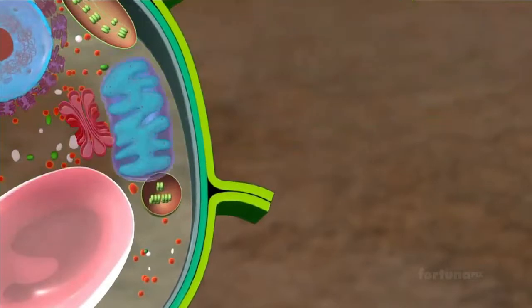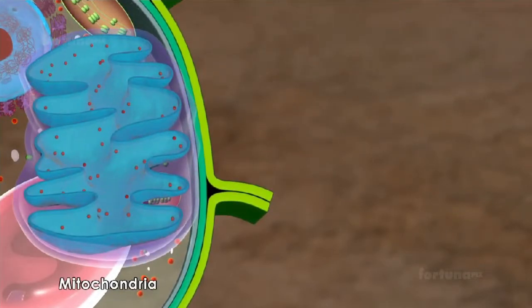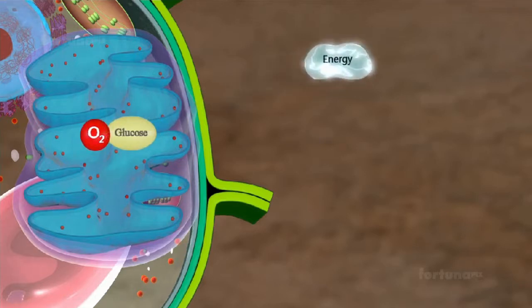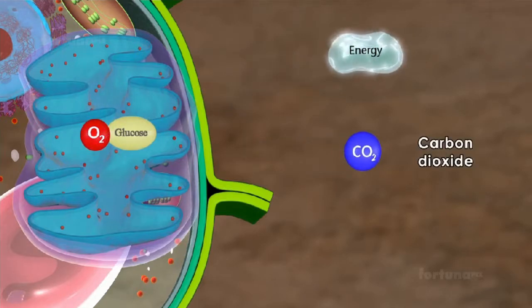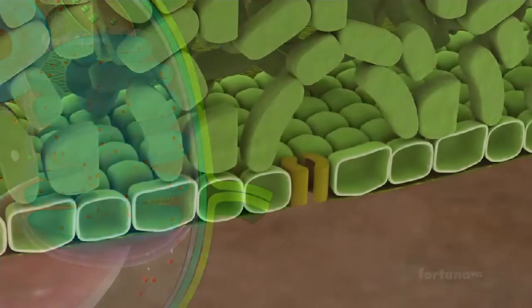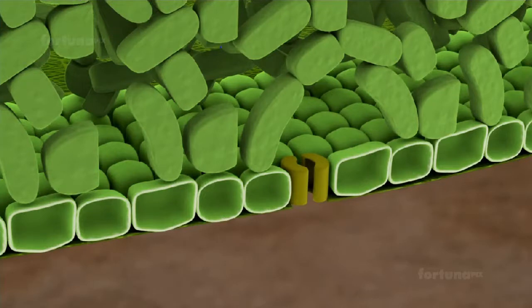The cells of the mesophyll contain mitochondria, where oxygen will react with glucose in a biochemical process known as Krebs cycle. During this process, there will be a release of energy, carbon dioxide, and water vapor. While the energy will be utilized by the plant, the carbon dioxide and water vapor will diffuse out through the stomata.